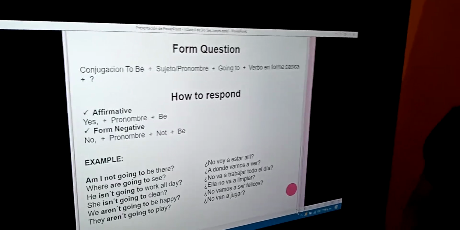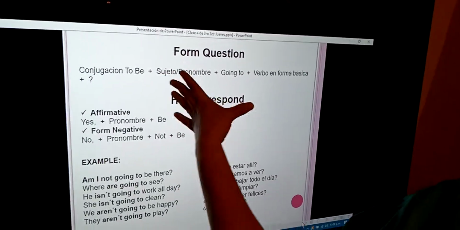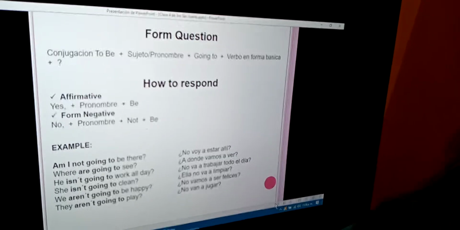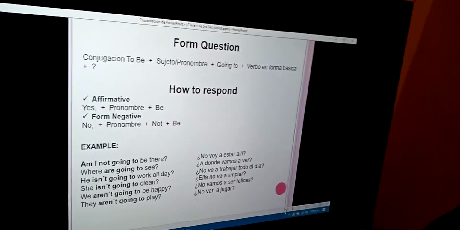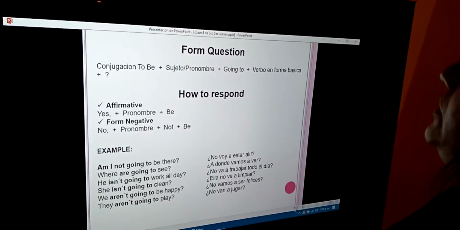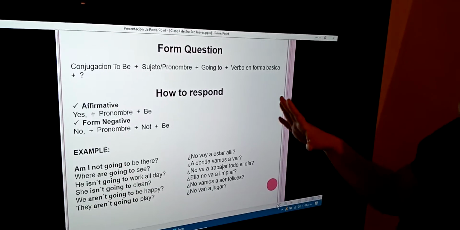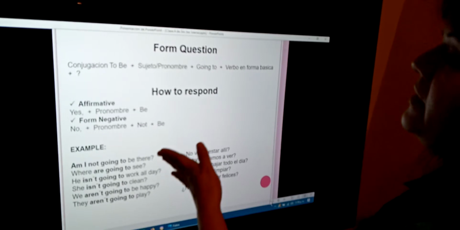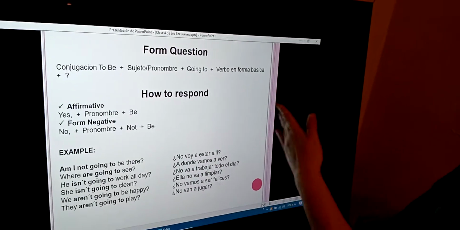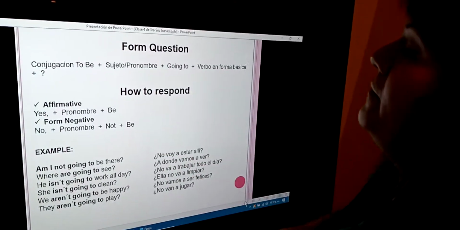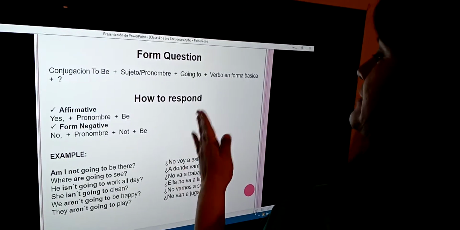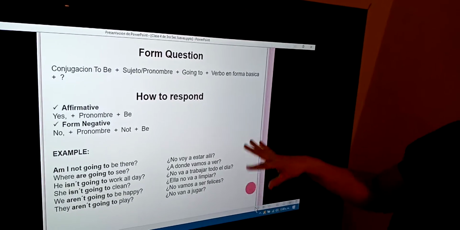Form a question. The form of question is conjugation to be plus subject pronouns plus going to plus verb basic form and plus complement. See, this is the form question. How to respond? Affirmative is yes plus pronouns plus be. And negative form is no plus pronoun plus not plus be.